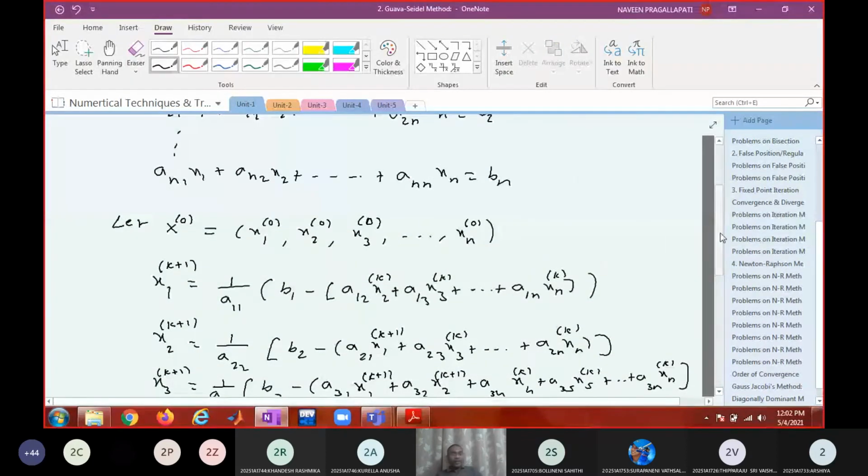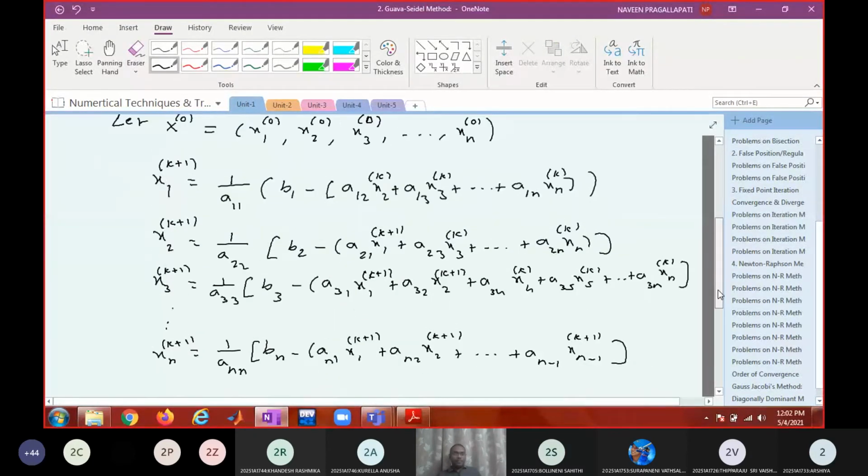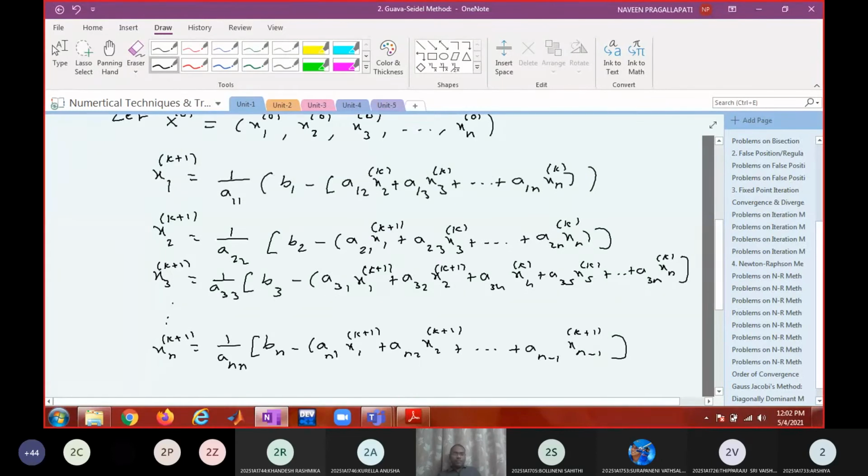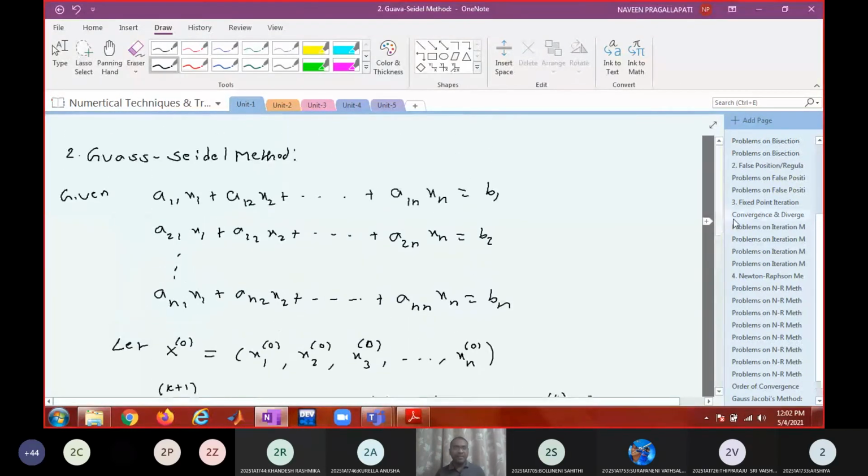Is this clear to you? Because every time you are using the latest values of the components x1, x2, x3, this will be much faster than the Gauss-Jacobi method. Here also the sequence will be convergent when the system is diagonally dominant. If A is a diagonally dominant matrix, you will get a convergent sequence. Otherwise, convergence is not guaranteed. Is that fine? You may write that as a sufficient condition.